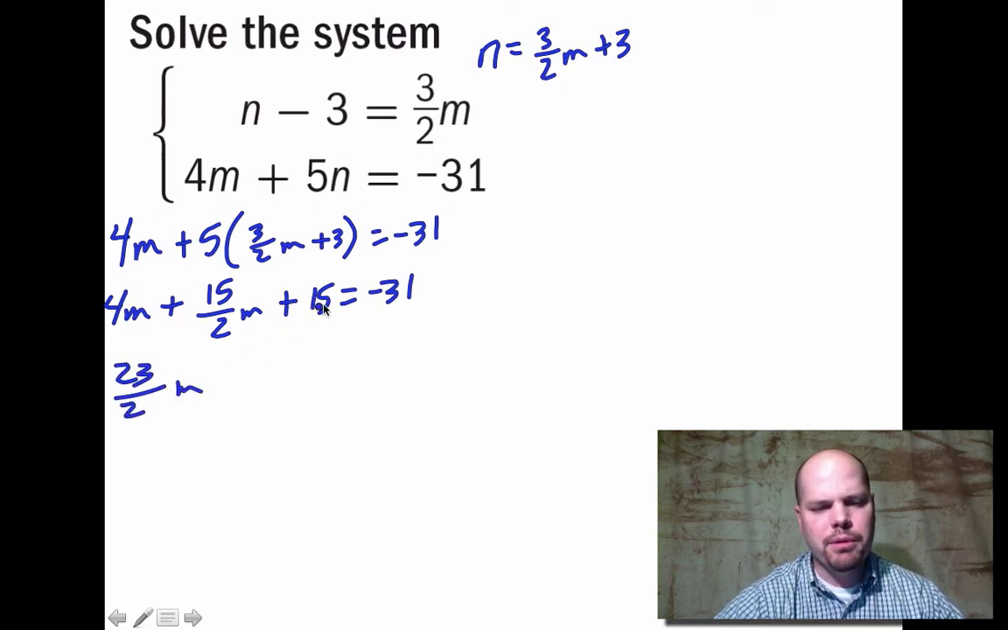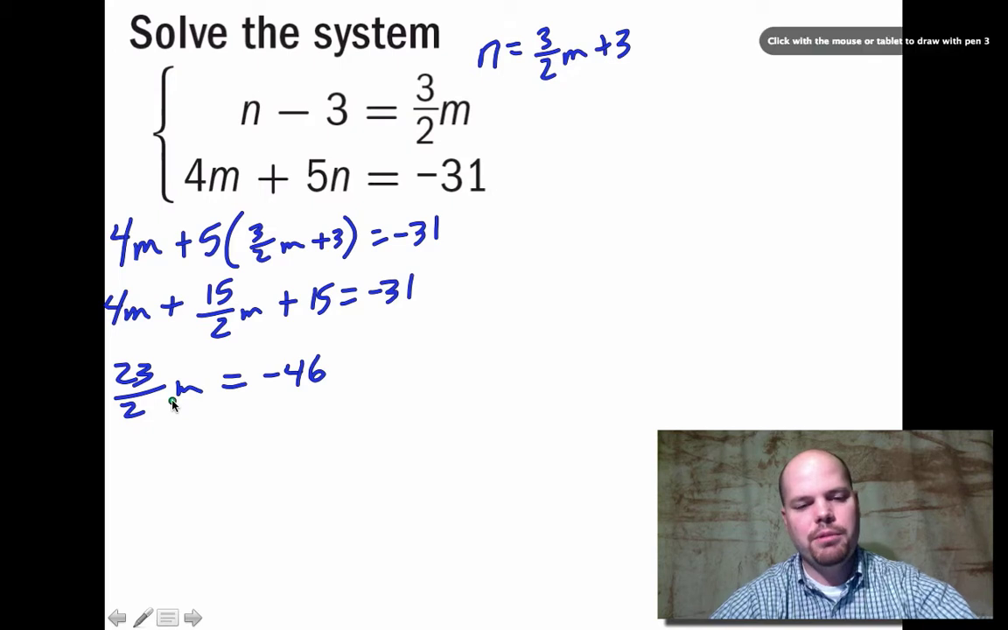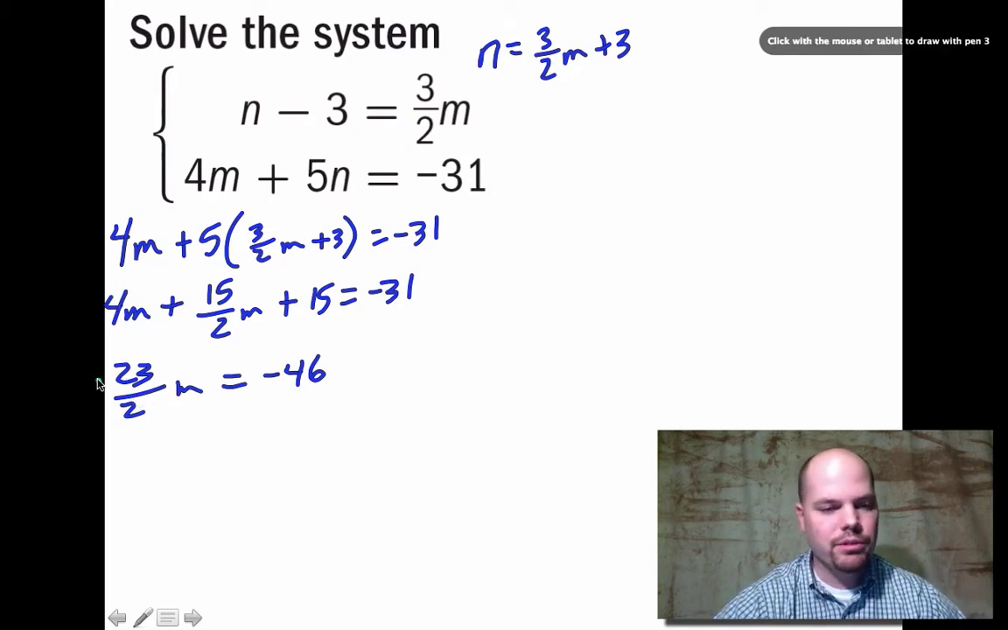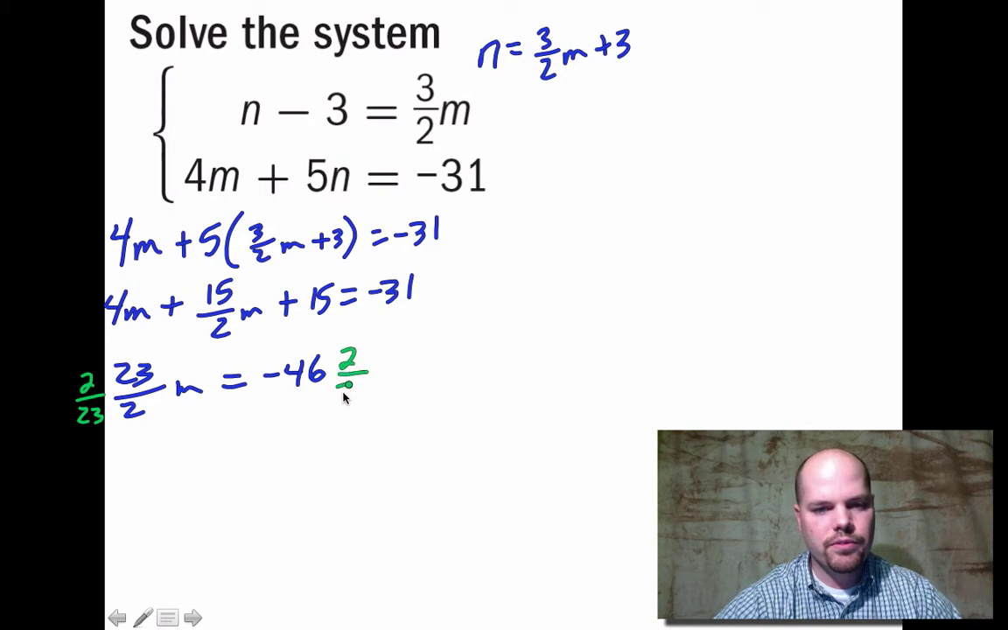And in the same step, I'm going to subtract 15. So I'm going to make this -46. Then we need to multiply by the reciprocal, or divide by 23/2, but let's just multiply by 2/23, and I'm going to get m equals negative 46 divided by 23. That is negative 2. Negative 2 times 2 is negative 4. So m equals negative 4.